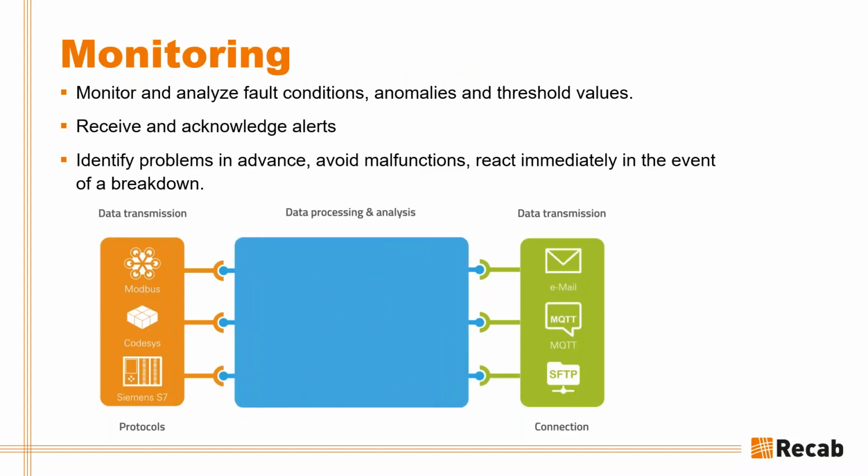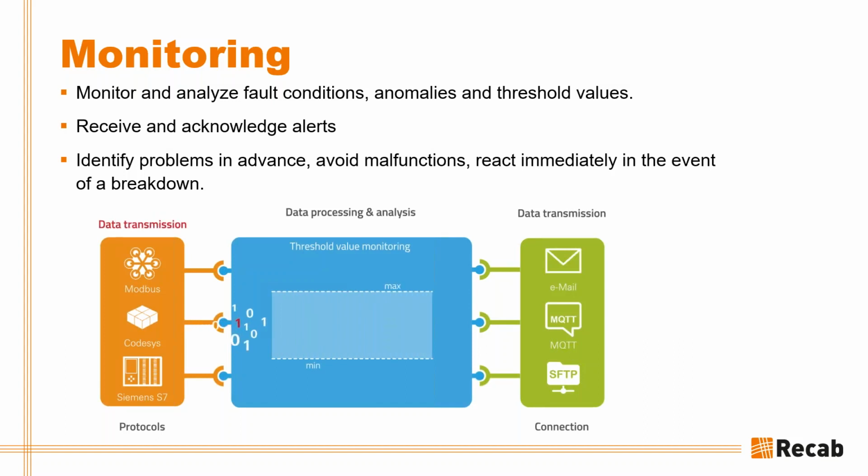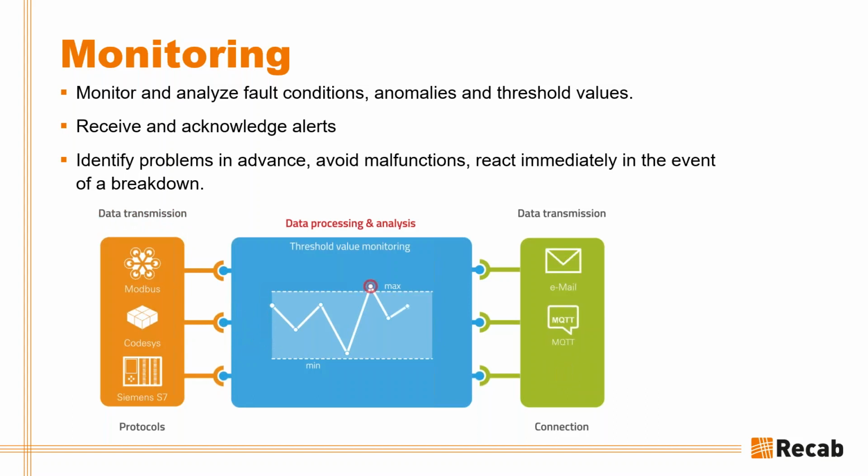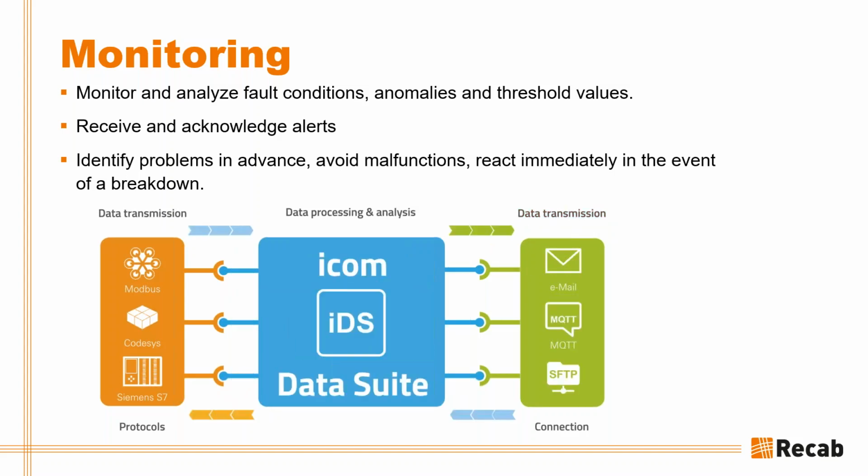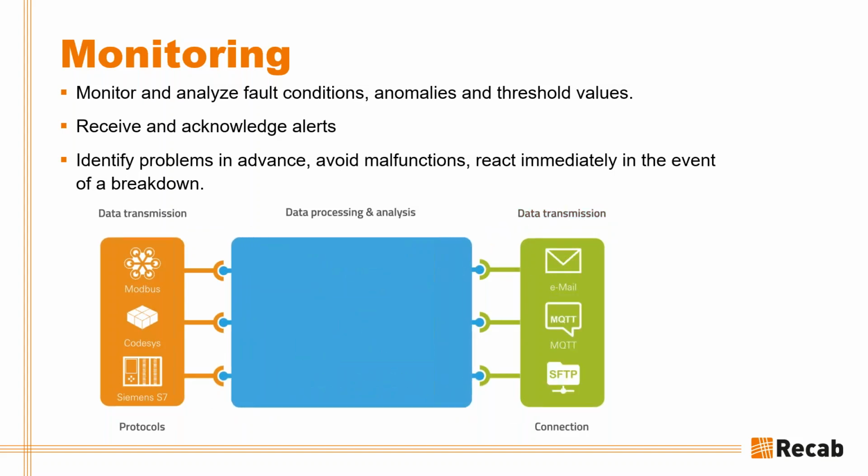You can use it for monitoring. You can monitor and analyze fault conditions, anomalies and threshold values, like in the example below. We are checking the minimum and maximum threshold values. And if it goes below or above these thresholds, you can actually send an alert. And in this case, you will send an email. And you can also receive and acknowledge alerts from outside. So this is good to be able to identify problems in advance, avoid malfunctions, and be able to react immediately in the event of a breakdown.